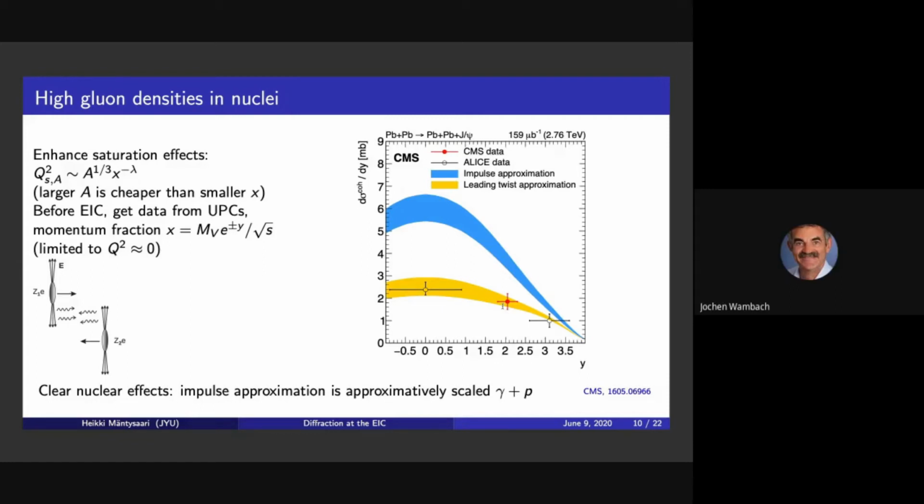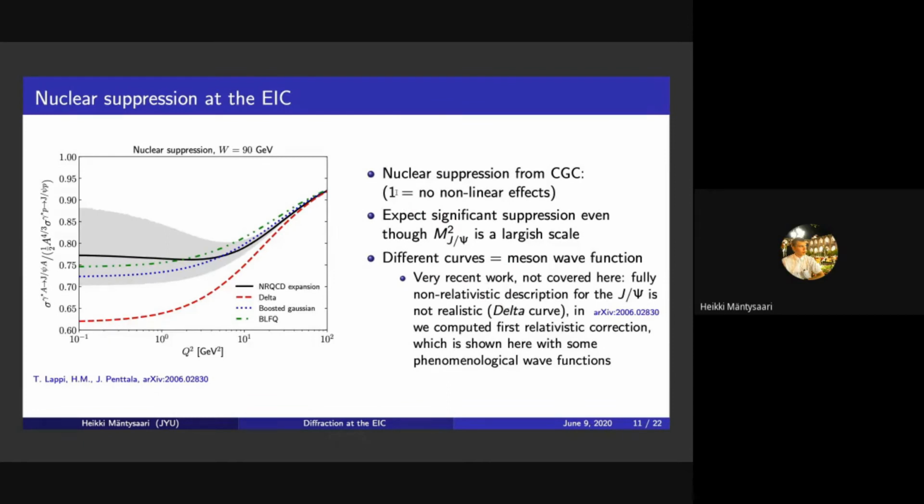Okay. Now we can of course also do this kind of calculation from the CGC framework. What I'm showing here on the left is now at EIC kinematics, not all the way up to LHC kinematics. I'm showing what I call the nuclear suppression factor. This is the J/psi production cross-section with nuclear targets, in this case gold, normalized by the cross-section of proton targets, and the normalization factors are chosen such that if you have no nonlinear effects, this ratio is exactly 1.